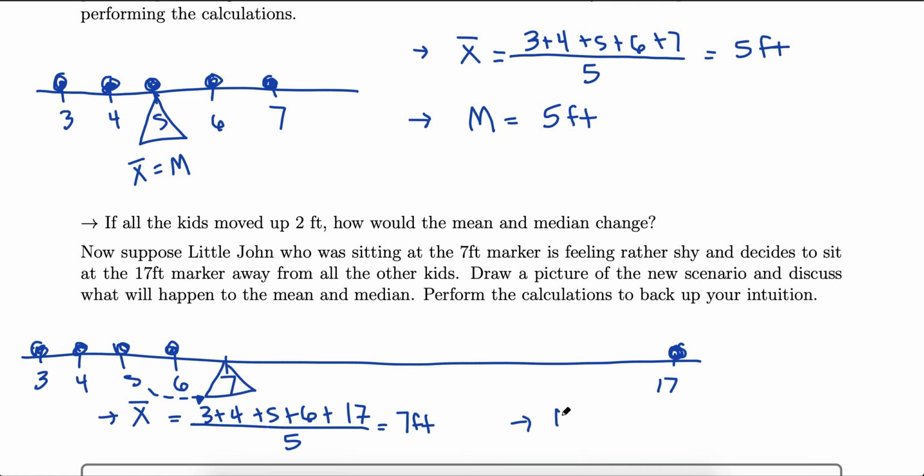And then let's just record it here. We already talked about it. The median is 5 feet still. At 5 feet, I still have 2 points below, 2 points above. It's still in the middle. So let's kind of put some of these things together.